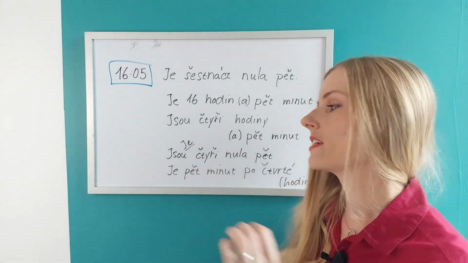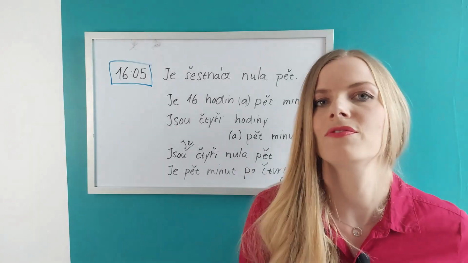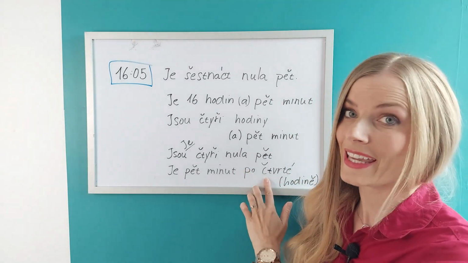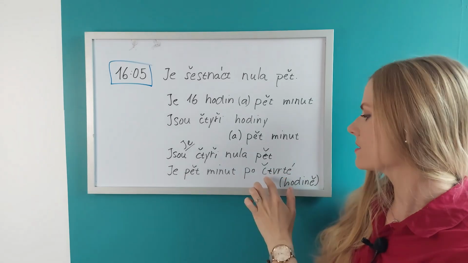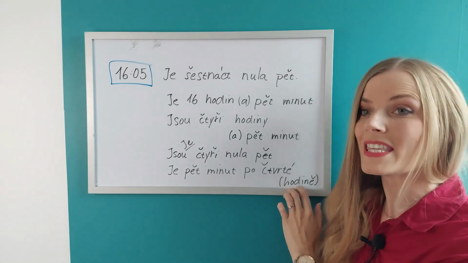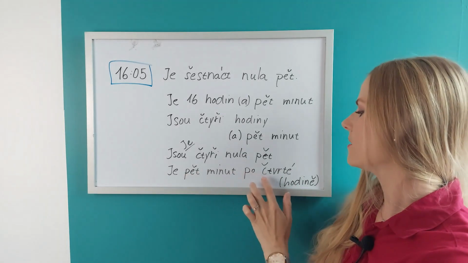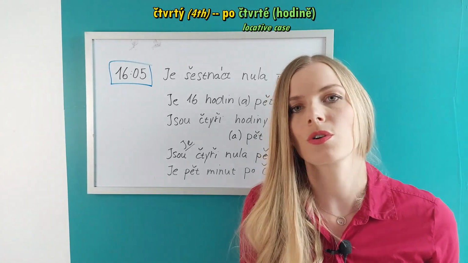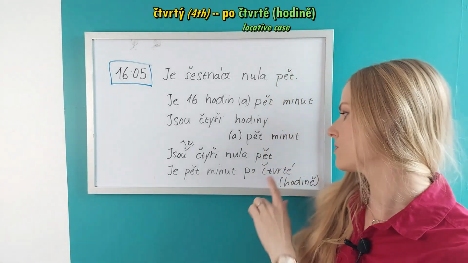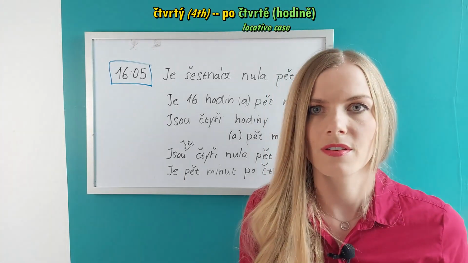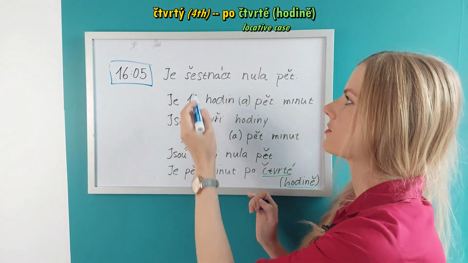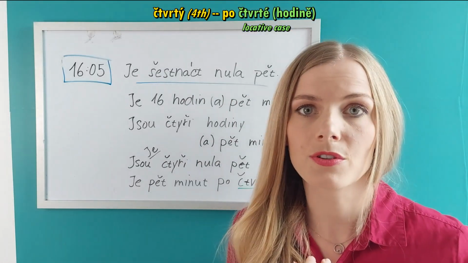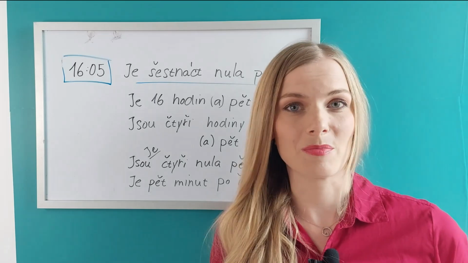I could also say je 5 minut po čtvrté, 5 minutes after the 4th hour, po čtvrté. This refers to the word hodině. So we're saying it is 5 minutes after the 4th. Čtvrté comes from the number čtvrtý, the ordinal number, the 4th. Čtvrté hodině, after the 4th hour. If you're starting with Czech, you can stick with this one, 16:05. It is easy for you and very clear for the other people.